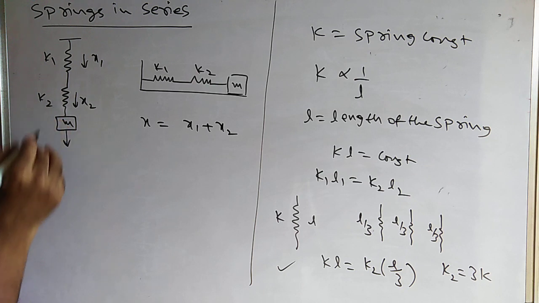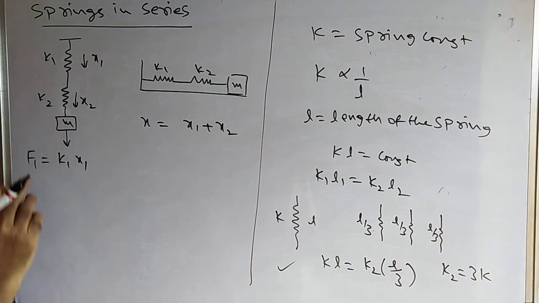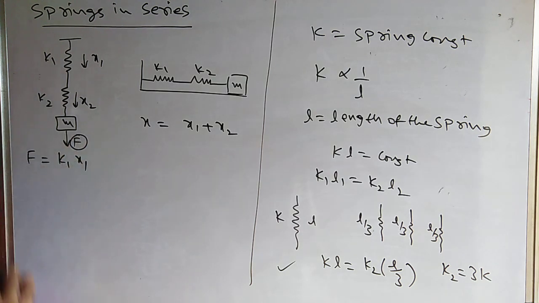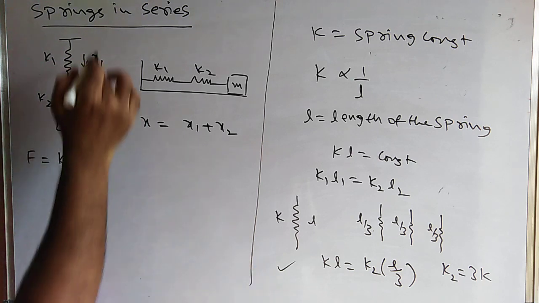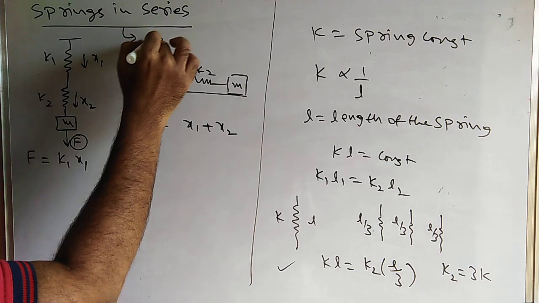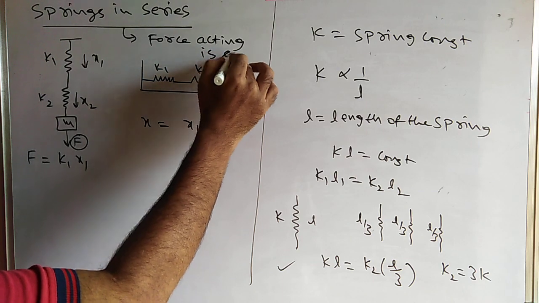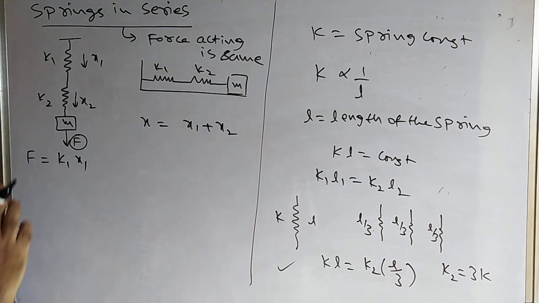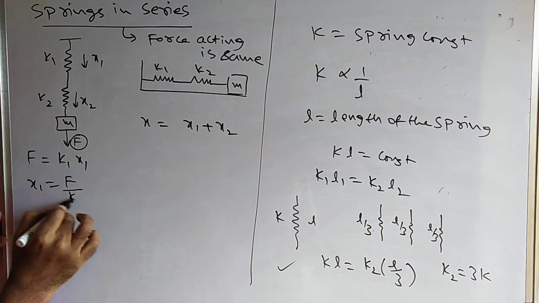Then what is the restoring force F1? It is nothing but K1 x1. Remember, we are applying the same force here. The force is the same, but the extension is different. So when the springs are in series, the force acting is the same. The force acting on the body and on the spring is the same. So therefore F is equal to K1 x1. Therefore, what is x1 here? It is nothing but F by K1.